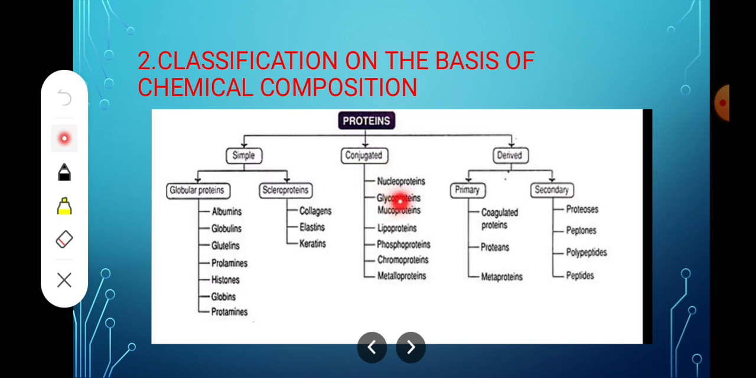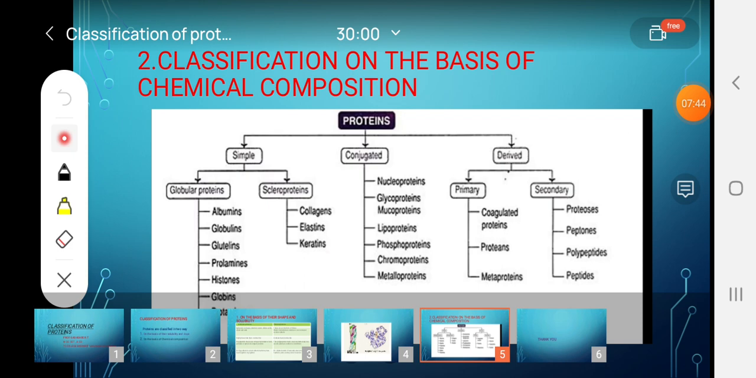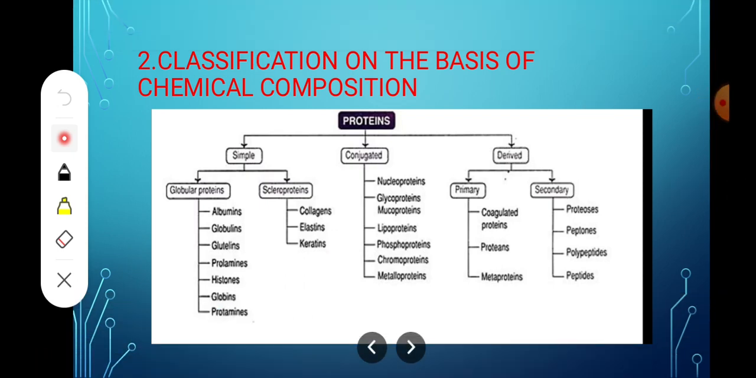Six subtypes: nucleoproteins, glycoproteins, also called mucoproteins, lipoproteins, phosphoproteins, chromoproteins, and metalloproteins. Let's see one by one and their examples. First, nucleoproteins. They contain nucleic acid as a prosthetic group. For example, nuclein, nucleohistones, and so on.